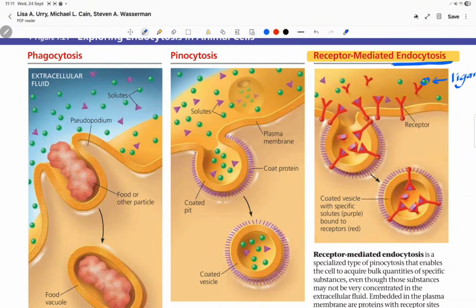Sometimes a cell wants to drink the contents of the solution that's outside of it. When I say that, I mean liquid contents. This is called pinocytosis. But if the cell wants to engulf a solid particle like food, that's called phagocytosis. Phagocytosis means engulfing a solid particle such as food. Engulfing liquid is called pinocytosis. And engulfing using a receptor is called receptor-mediated endocytosis.